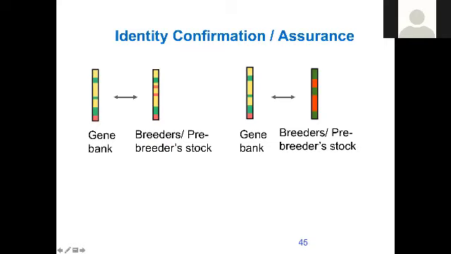Another aspect is identity confirmation. We are sampling some seeds from breeders, and we have the gene bank, and we match the profile of the gene bank using the array, and then see what level of match we have.